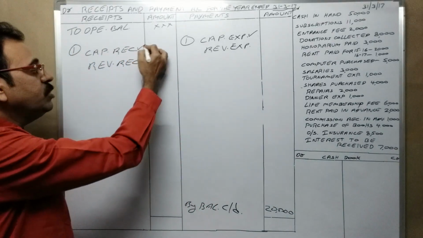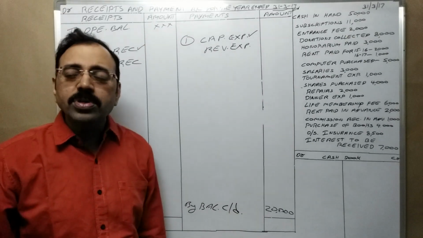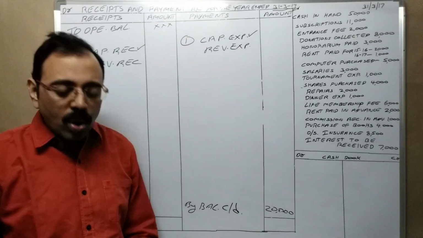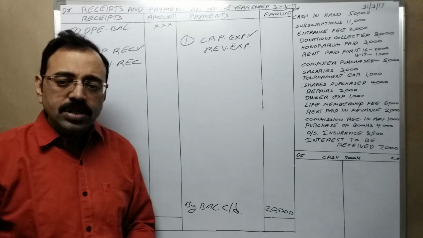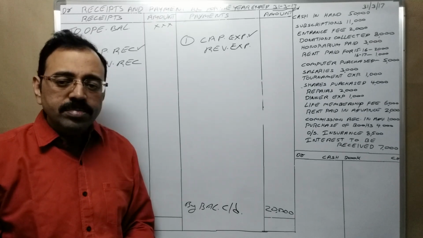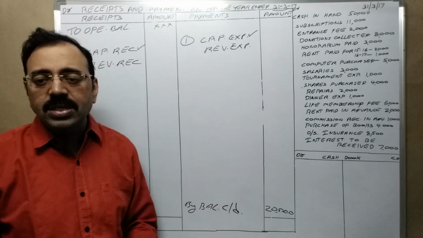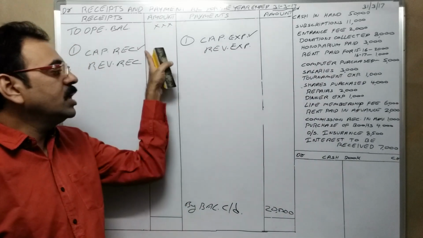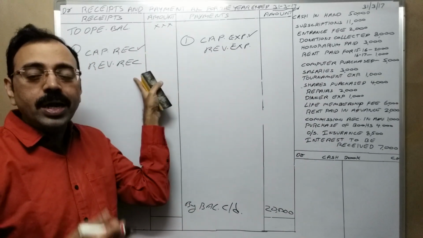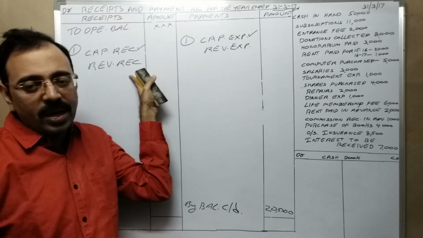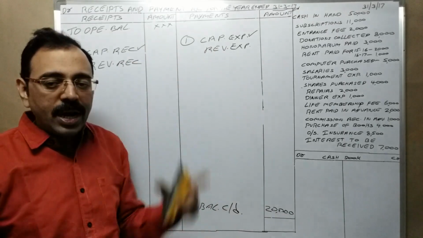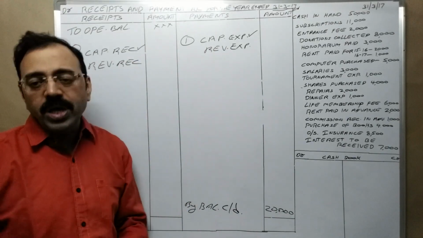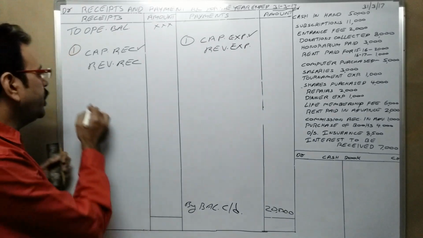Similarly, capital receipt means what? Rare income. Suppose we have taken bank loan. We sold our fixed asset to somebody. Money comes. So it is a rare income. Daily we are not going to sell our fixed assets. Daily we are not going to take loans from bank. So rare income is called capital income and regular income, repeated income, is called revenue income. Now in receipts and payments account, capital items, revenue items, both we should take.